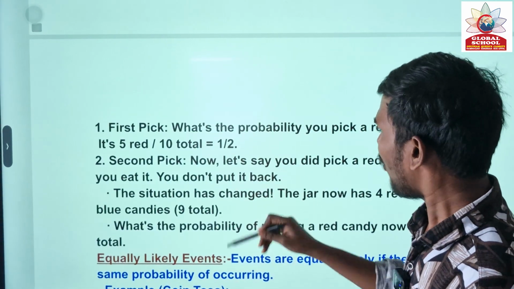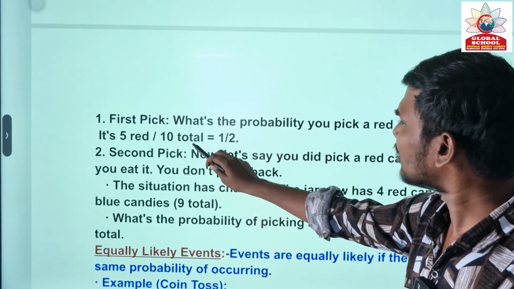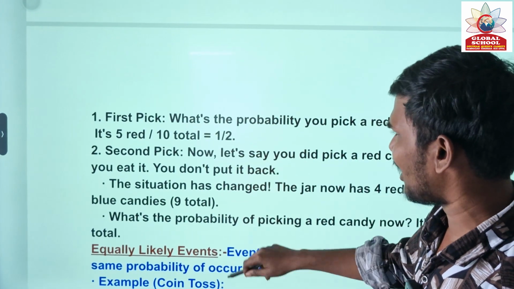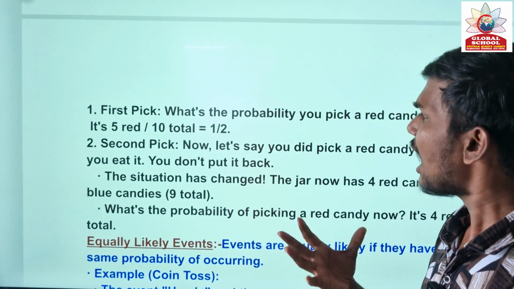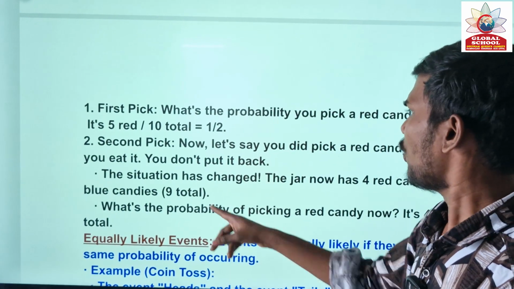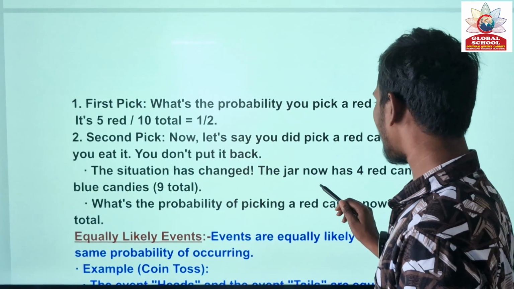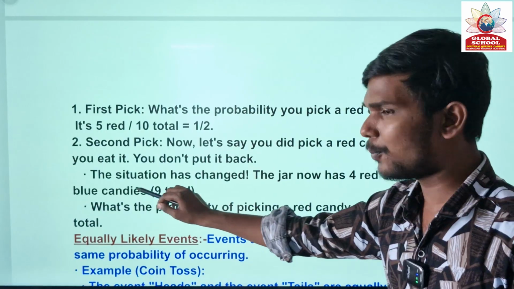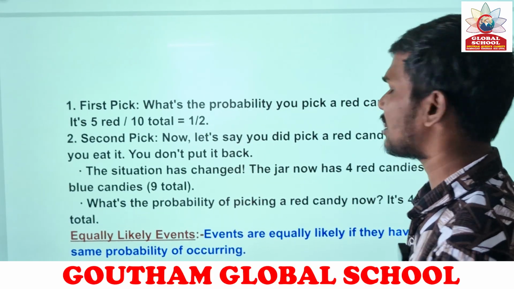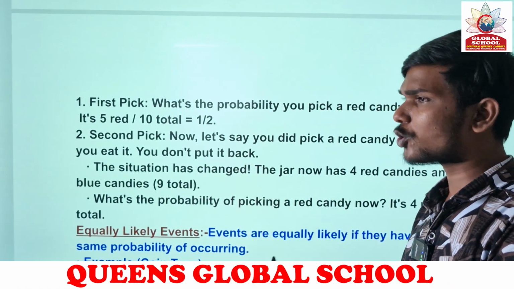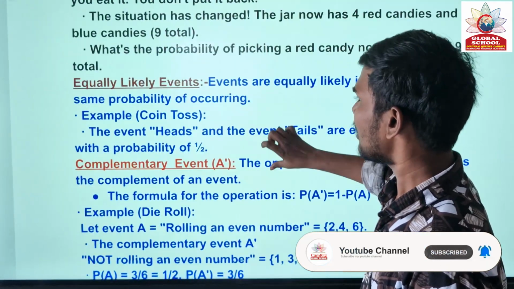First pick. What is the probability you pick a red candy? It is 5 red out of 10 total candies, so the probability is 1/2. Second pick. Now, let's say you picked a red candy first and ate it. You do not put it back. The situation has changed. The jar has 4 red candies and 5 blue candies. The total is 9. What is the probability of picking a red candy now? It is 4/9. One event has impacted the other event. It is called a dependent event.